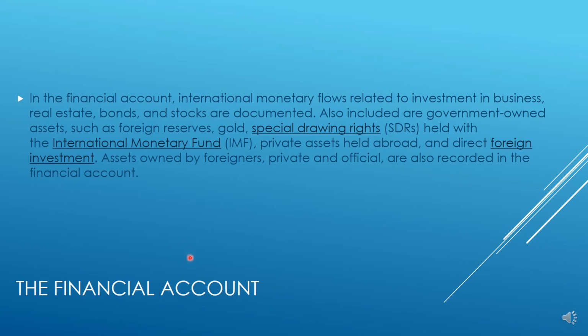After this, we come to the financial account. Now, in the financial account, international monetary flows related to investment in business, real estate, bonds, and stocks are documented. Also, it includes government owned assets such as foreign reserves, gold, special drawing rights held with the International Monetary Fund, private assets held abroad, and direct foreign investment. So, assets owned by foreigners, private and official, are also recorded in the financial account.